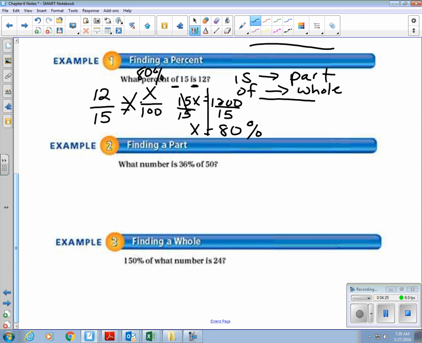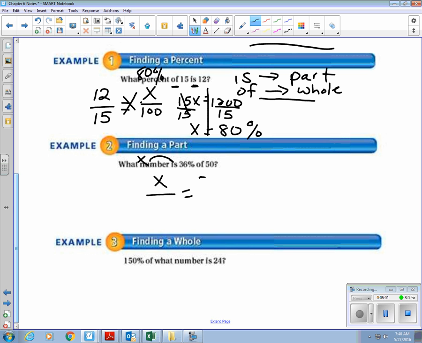Example 2 is we're finding the part. We're finding some amount of something. All right, so let's take a look at this again. What number is 36% of 50? Again, what number? Since that's the question, that's generally going to be the variable there. So what number is 36%? You'll notice that what number is connected with is. What number and is telling us that's the part we're trying to find. So x is going to go in the position where the part would be. What number is 36%?